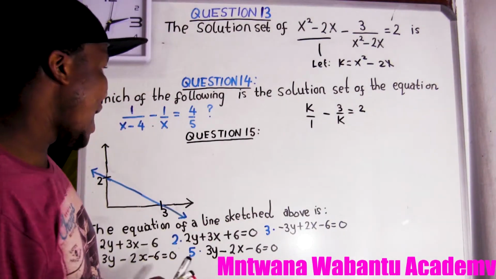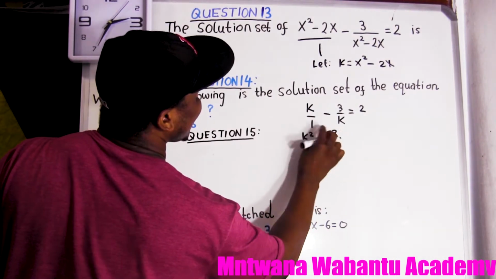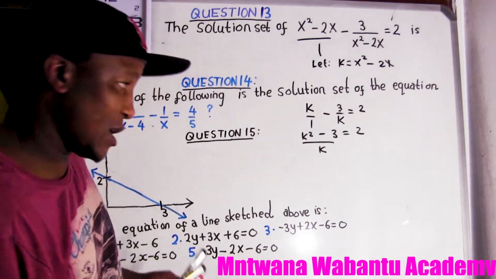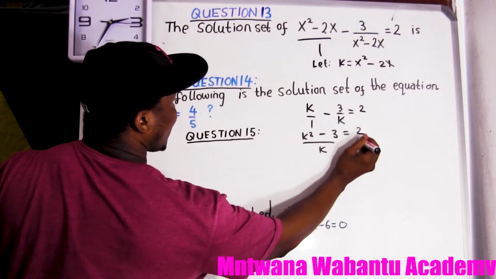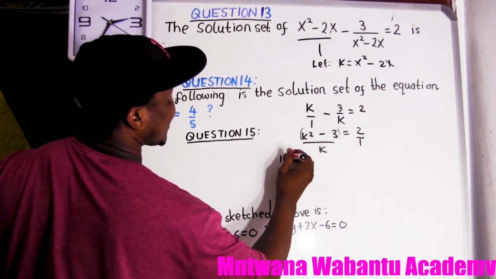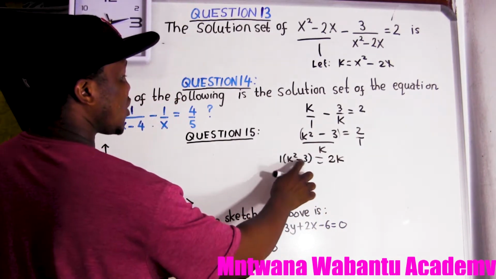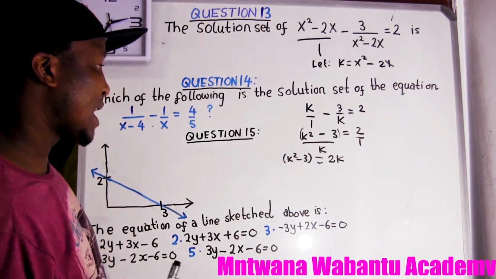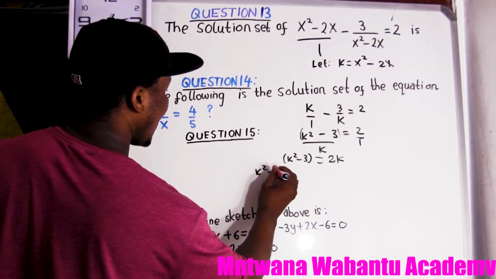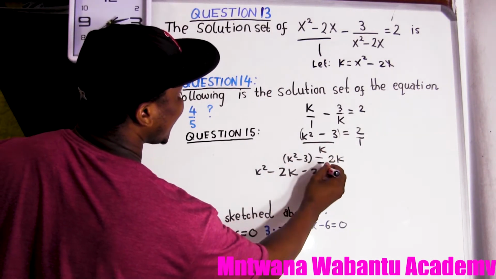So, and then what next? I can just say k times k is k squared, 1 times negative 3 is just negative 3, and then 1 times k equal to k equal to 2. And then I can simply cross multiply. I can say 1 times k squared minus 3, and then k times 2 equal to 2k. 1 times k squared minus 3 is just k squared minus 3. And then I can rearrange and solve as a quadratic. So this 2k is going to come back, so it's going to be k squared minus 2k minus 3, because this 2k jumps over the equal sign and becomes negative, equal to 0.